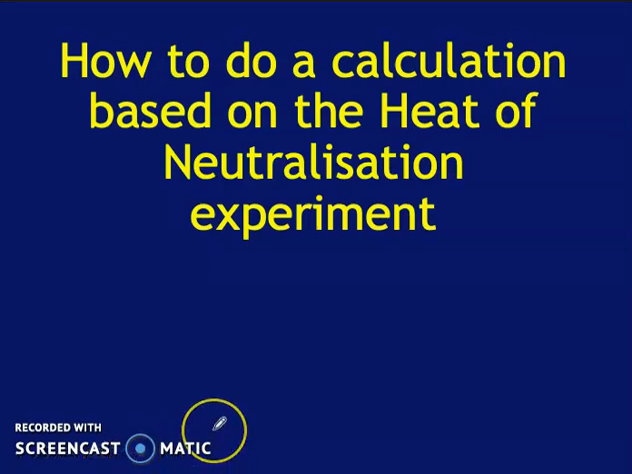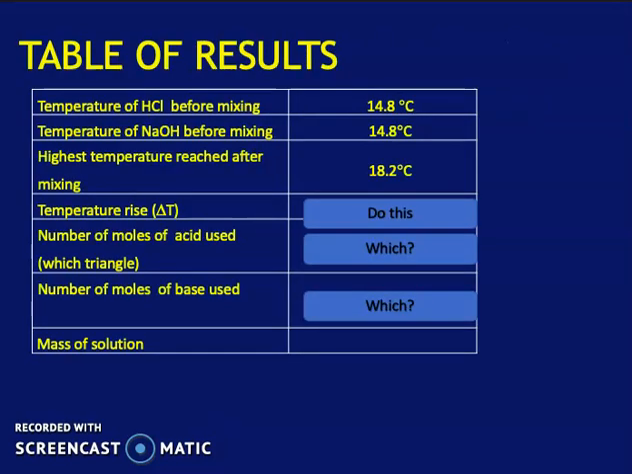Okay folks, welcome to how to do a calculation based on the heat of neutralization experiment. If you have a look please on page 178 of your red book, you will see a little record of results. So the first thing you're going to do for me please is fill in the temperature of HCl before mixing, 14.8, the temperature of NaOH before mixing, 14.8, and the highest temperature reached after mixing, which was 18.2.